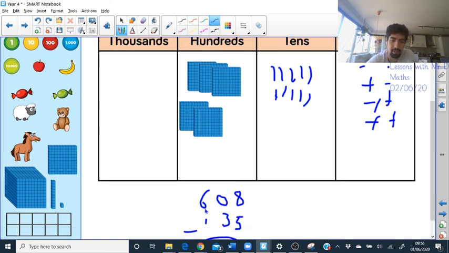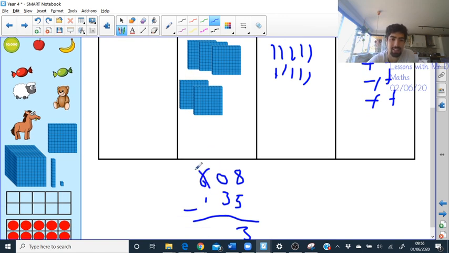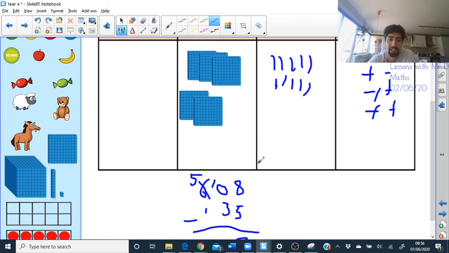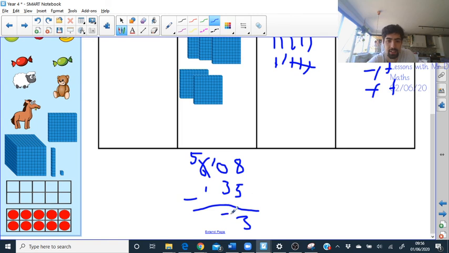And I need to show that in my column method by crossing out the 600, and now it is 500 and 10 tens. Now I can take away 3 tens. 1, 2, 3. And I have 7 tens left over. 500 take away 100 is 400.